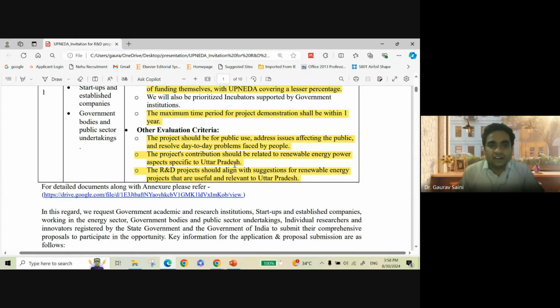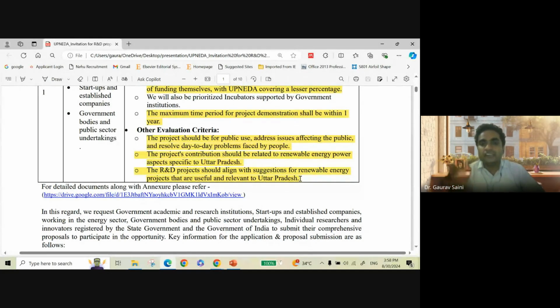The other thing is R&D projects should align with the suggestions for renewable energy projects that are useful and relevant to Uttar Pradesh. It means the ideas which you are trying to propose to the UP NEDA should cover the renewable energy part as well as be effective in UP only. You should not give an idea that may be applicable to some of the oceans, that may be some of the near shore parts.